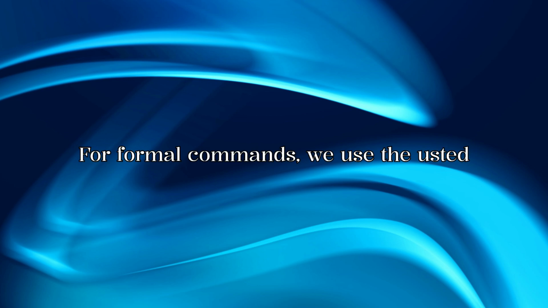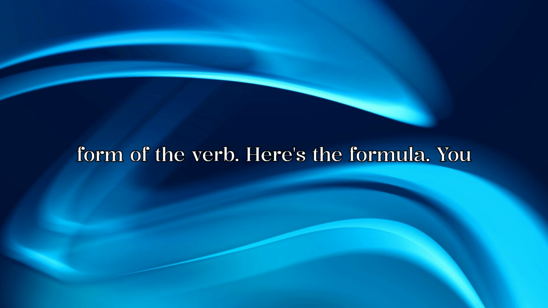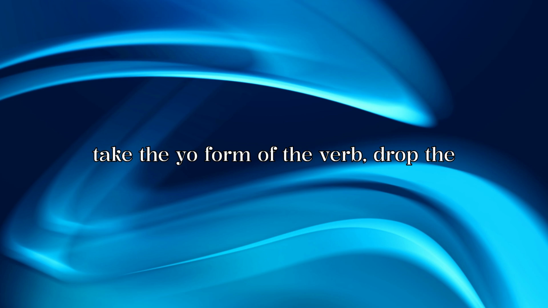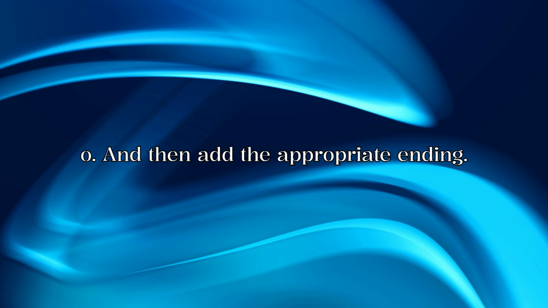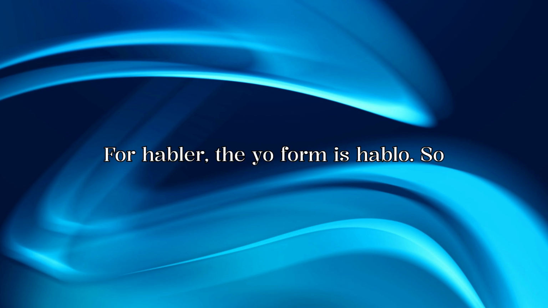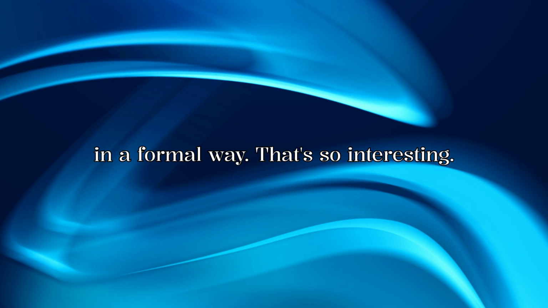For formal commands, we use the usted form of the verb. Here's the formula. You take the yo form of the verb, drop the o, and then add the appropriate ending. For hablar, the yo form is hablo. So, you drop the o and add e to get hable. So, hable means speak in a formal way. That's so interesting.